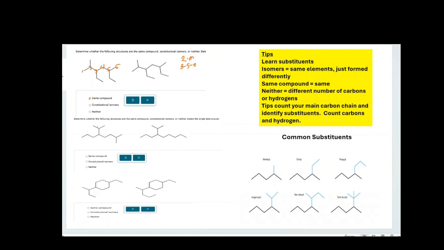All right, going up to this one, I'm going to count from my main carbon chain. I got 1, 2, 3, 4, 5, 6, 7, 8. So that's 8 right there for that chain. Then 2, 3, 4, 5, 6, 7, 8, 9.